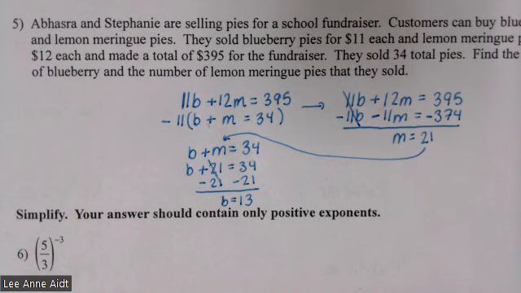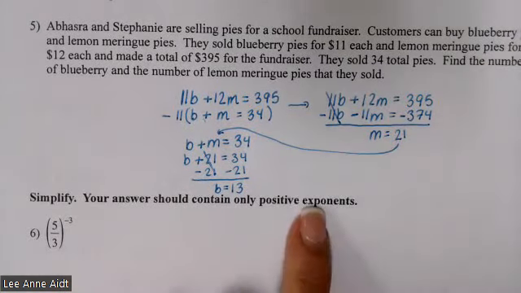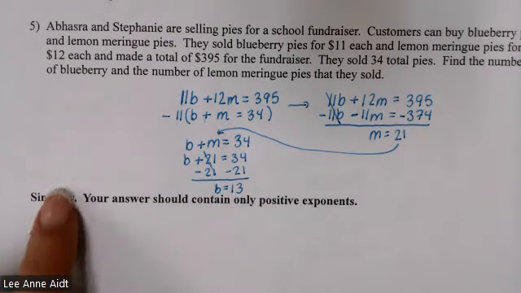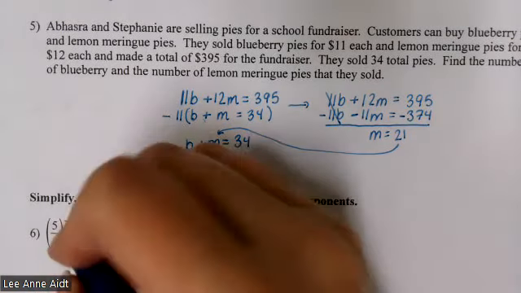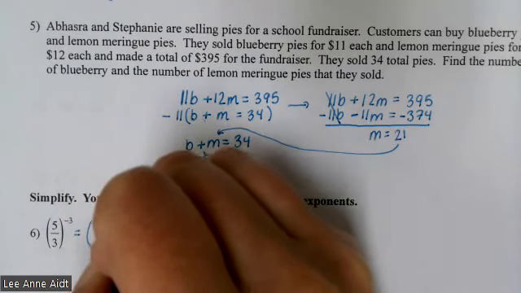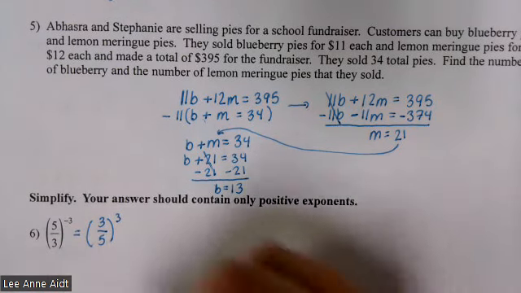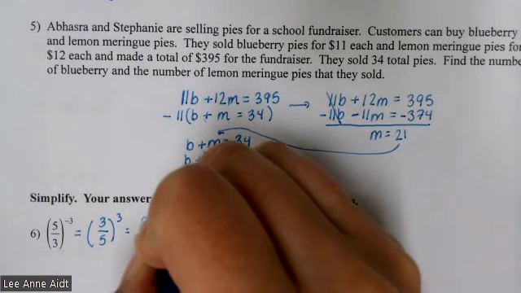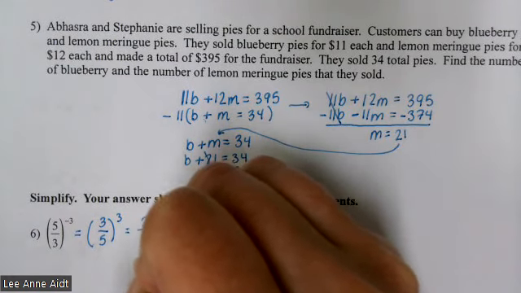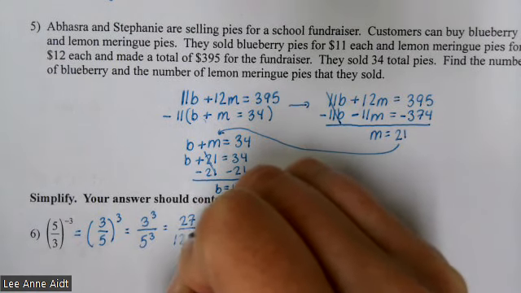Okay, number 6. Last one on the page. Simplify. Your answer should only contain positive exponents. Okay. Remember, negative exponents flip fractions. So this is the same thing as 3/5 to the third. So you flip the fraction, make this positive. 3 to the third over 5 to the third equals 27 over 125.